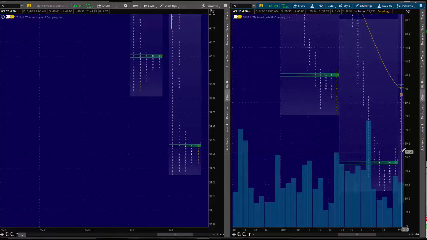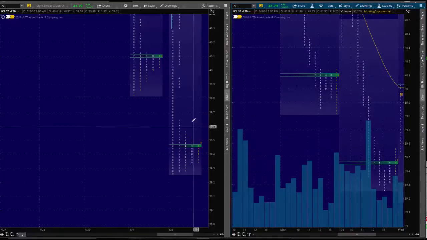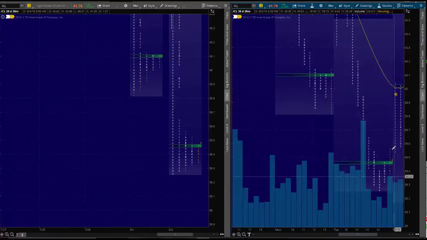Now, as soon as I saw that, I knew, well, I didn't know, I don't know anything for sure, but as soon as I saw that, I thought, oh, this market is filling in these single prints here. You can see that that's exactly what it did. It filled in these single prints here. Up here is 39.87, right? 39.87 is right here, so it filled in that area.